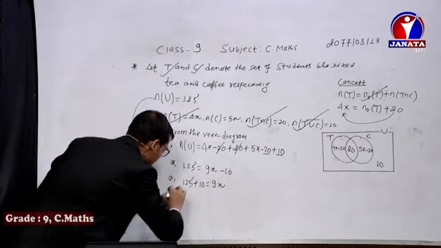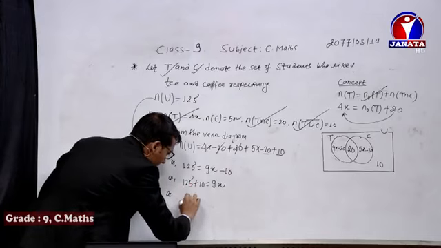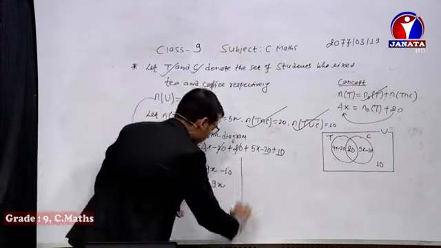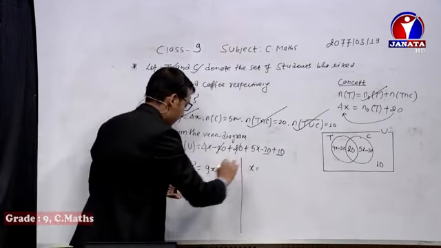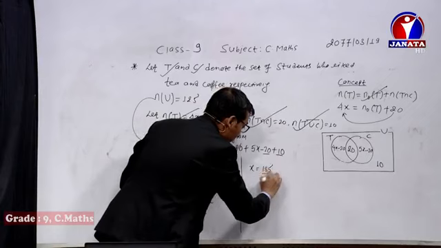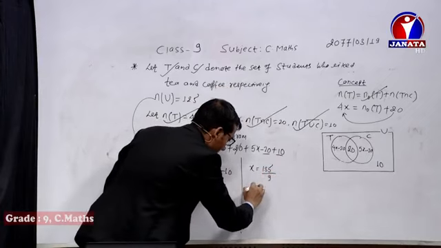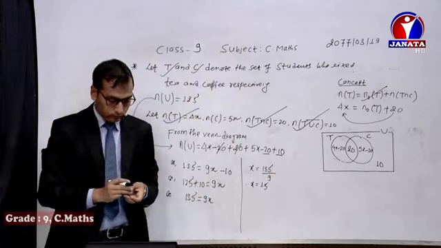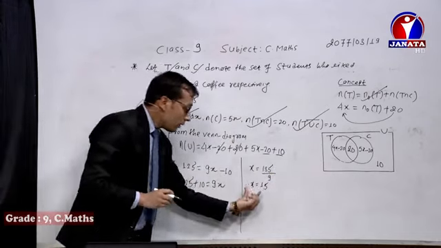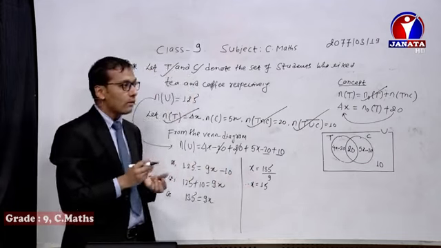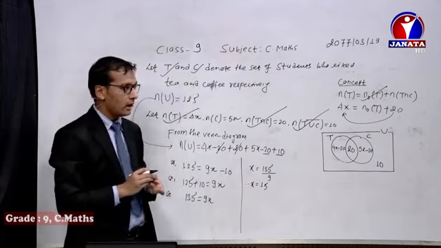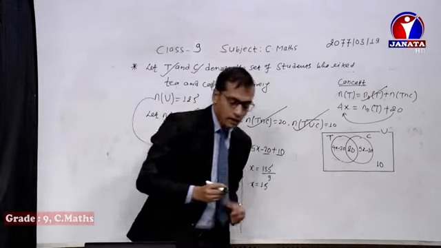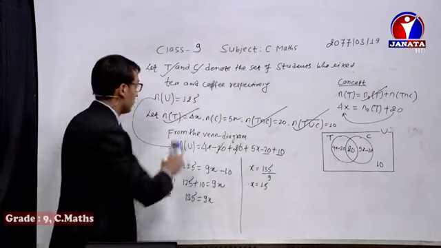So if we solve for x, 135 is 9 times x. So what is the value of x? x is 135 over 9. Therefore x is 15. x is 15. Okay, so after finding the value of x, now whatever we are asked to find, we can solve the questions with the help of this diagram. So let me do the first question now.